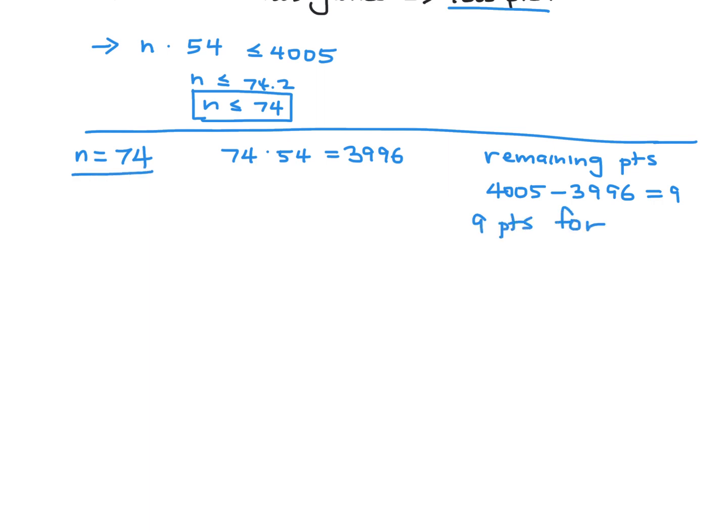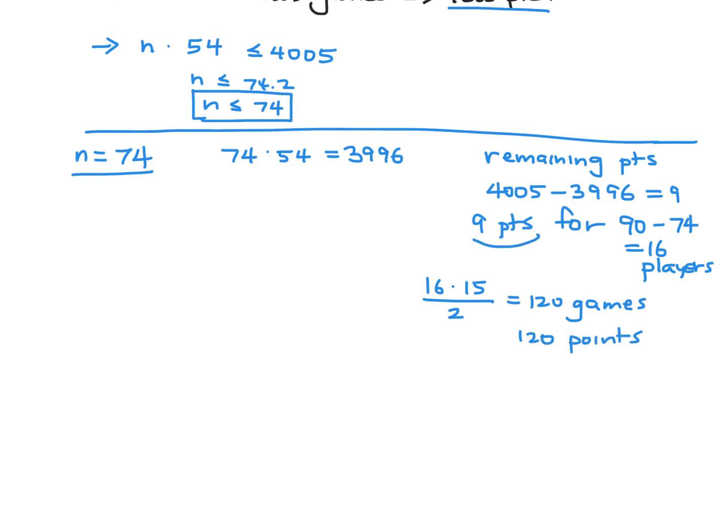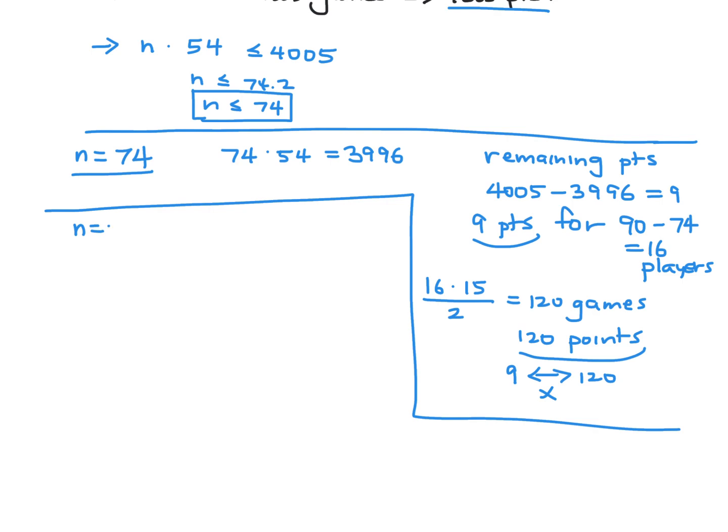Now, n is 74 and the total number of players was 90, so 90 minus 74 is 16 players. We have to see if we can give 16 players 9 points. Those 16 players each play the other players, so the total number of games would be 120. The number of games matches the number of points, so there'd be 120 points. But we want 9 points, and we need to have 120 points, so that doesn't match. Hopefully that made sense. And just for the sake of time, I'll skip this because it doesn't work.